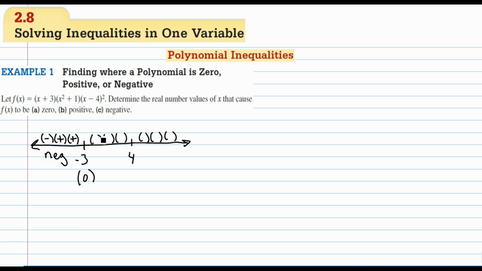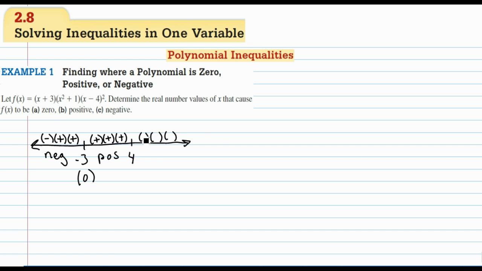So take that number that's between negative 3 and 4, say 0 or 1, add 3 to it, you get a positive. Square it and then add 1, you also get a positive. Take that number, subtract 4, and then square it, you still get a positive because anything squared is positive. Positive times a positive times a positive is a positive. So any x value I plug in between negative 3 and 4 is going to result in a positive y value.